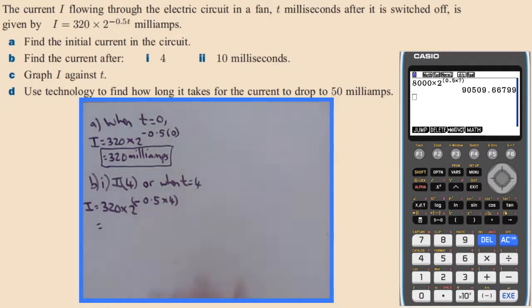And again, personally, I feel safer putting a bracket. With the particular calculator I'm using, you don't need a bracket, but on some calculators it's not obvious that the exponent is the exponent, and a bracket will make you more comfortable. It will certainly never make the calculation wrong. So let's put it in there: 320 times 2 to the power of, open bracket, minus 0.5 times 4, close the bracket. And that gives us 80 milliamps.